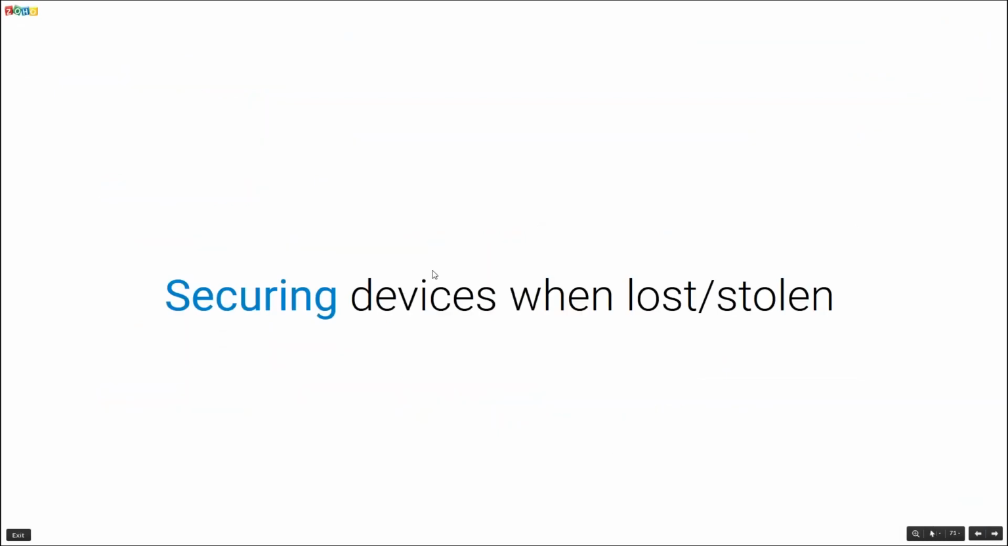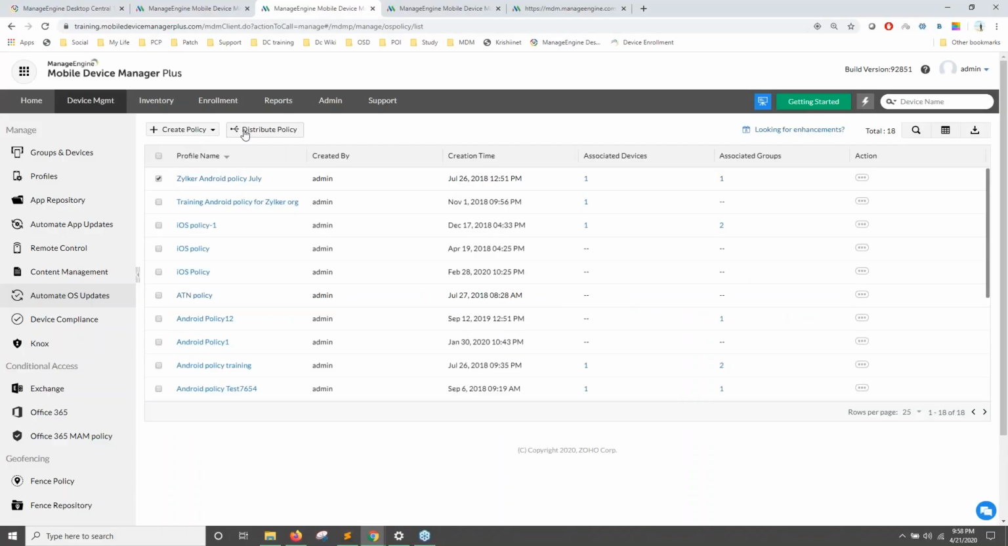So far, we have seen how we can deploy applications, how we can restrict certain applications, and how we can lock down the device to certain locations. Now, the last session is going to be about securing the devices when they are lost. What if the mobile phone is stolen or lost? What are the activities you have to do as an MDM admin?